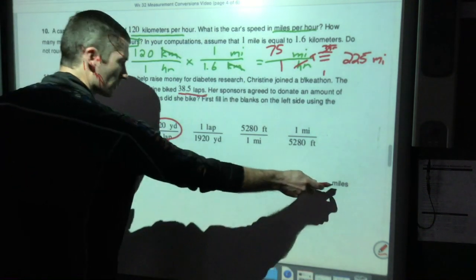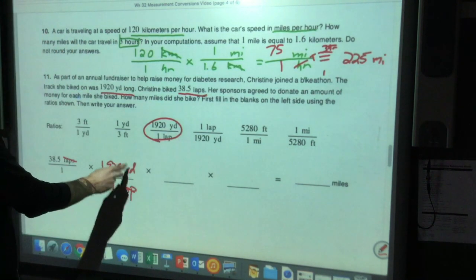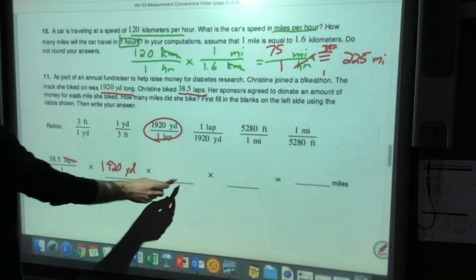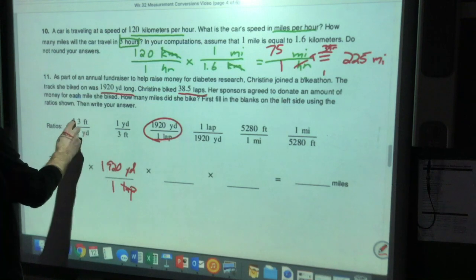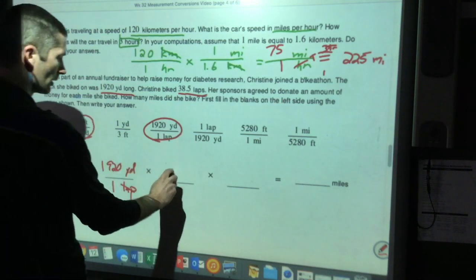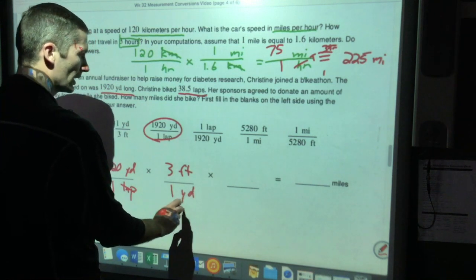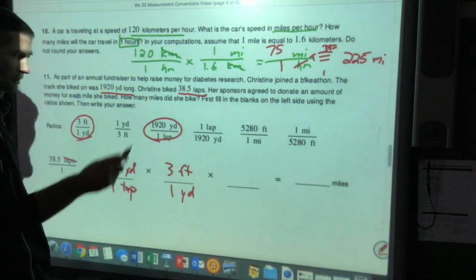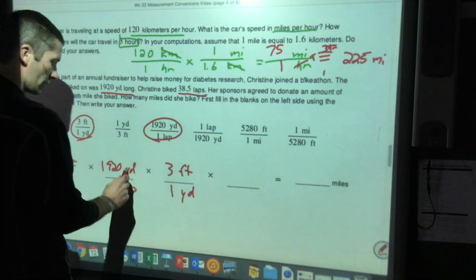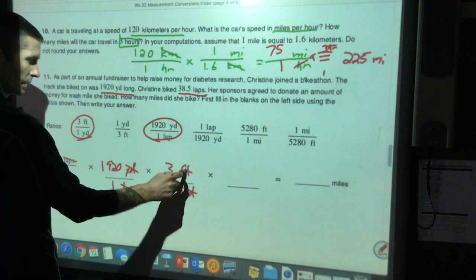We're trying to change yards to miles. So let's first change yards to feet. We can't put it in here though because we have to cross out yards, so it's this. 3 feet is 1 yard. If we had a conversion straight from yards to miles, we'd be good to go, but we don't have that. Okay, so now we can cross out yards and we're left with feet.